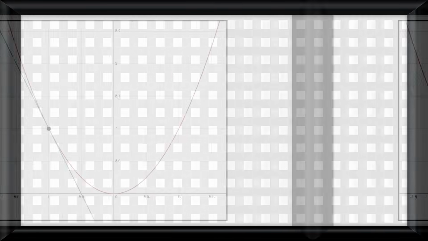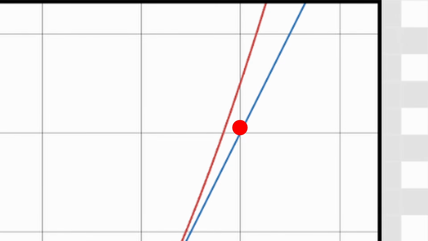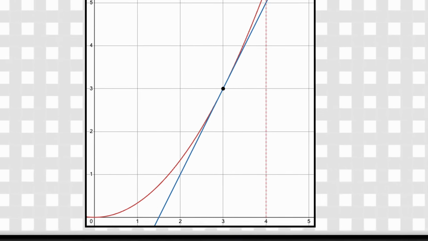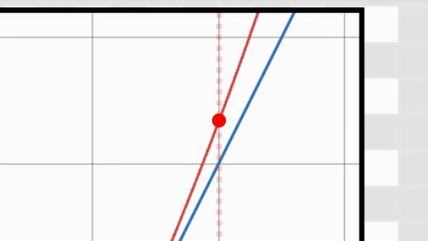First off is that sometimes you'll be given a graph and asked to estimate a value using a tangent line of a point nearby. Like for example, in this graph, the tangent line at x equals 3 could estimate what the y value is at x equals 4 because the tangent line is very close to the original function.